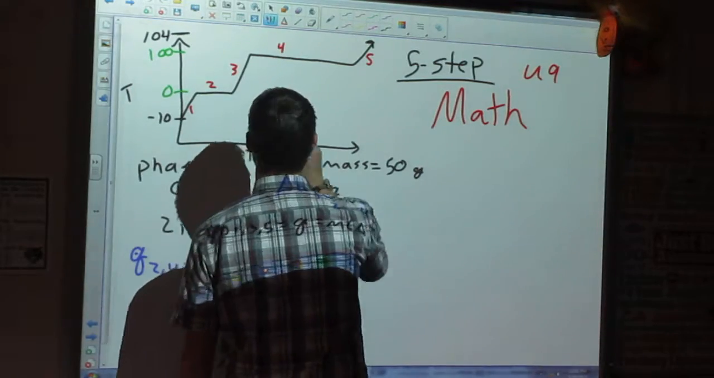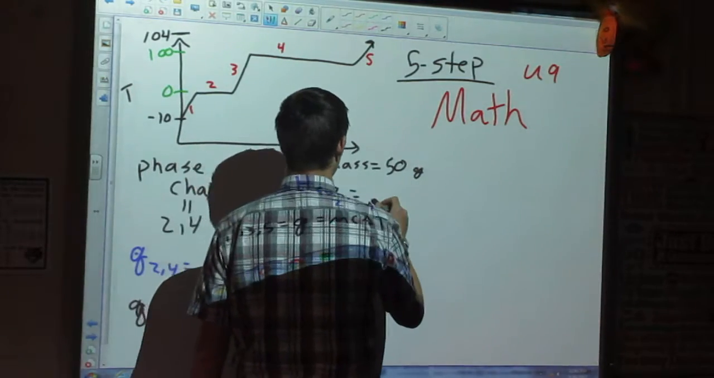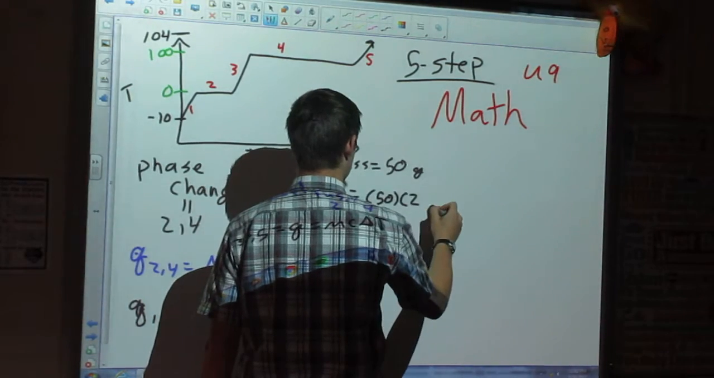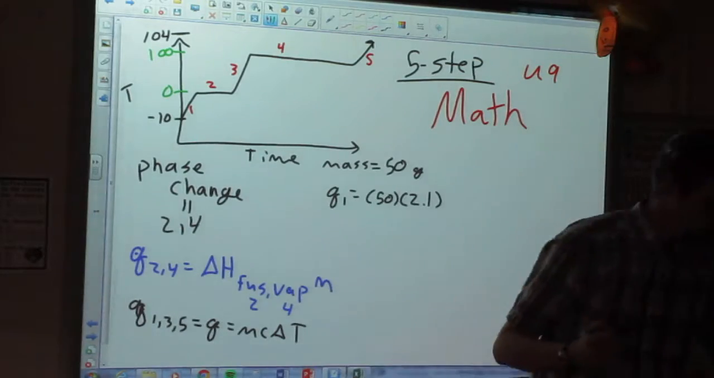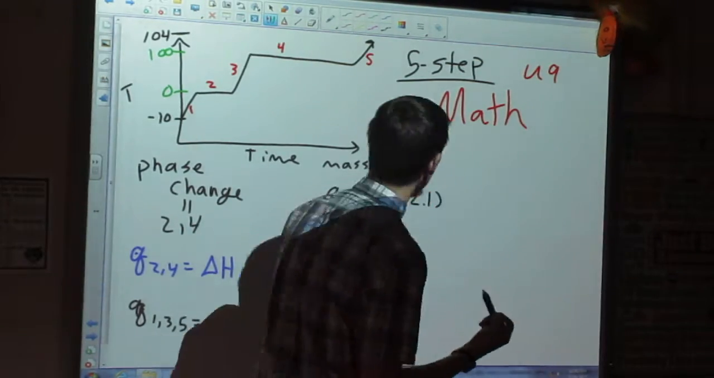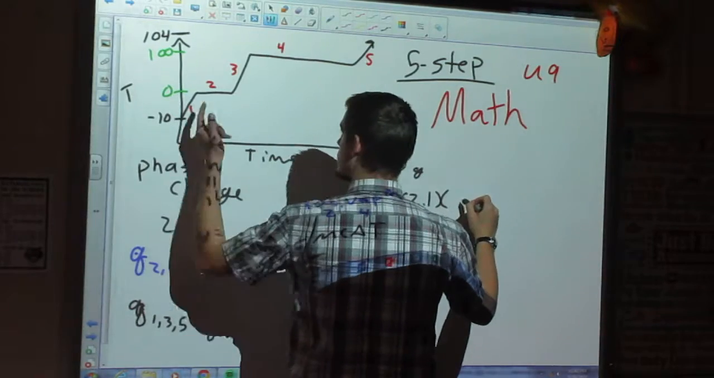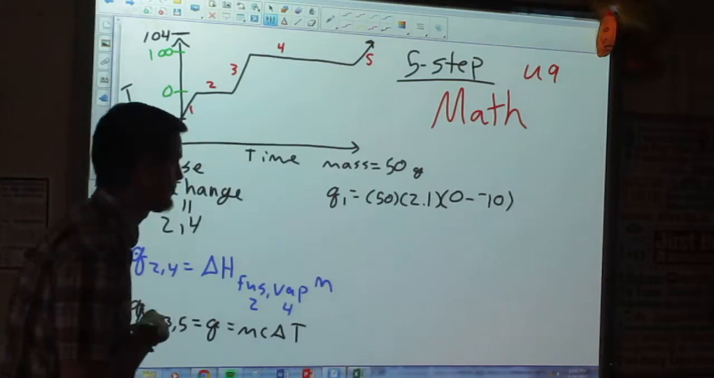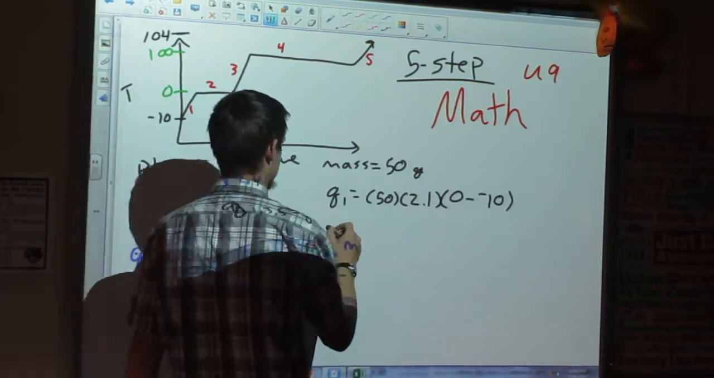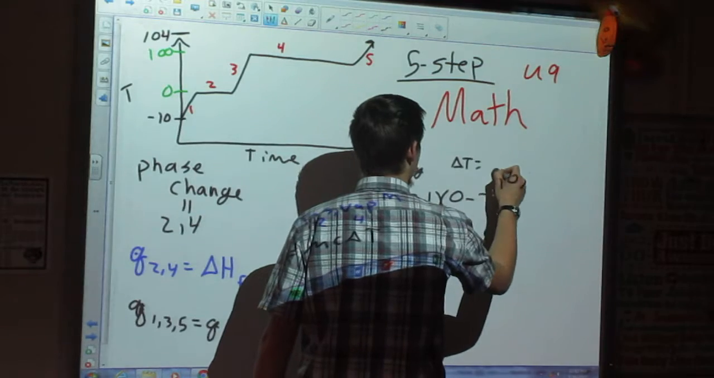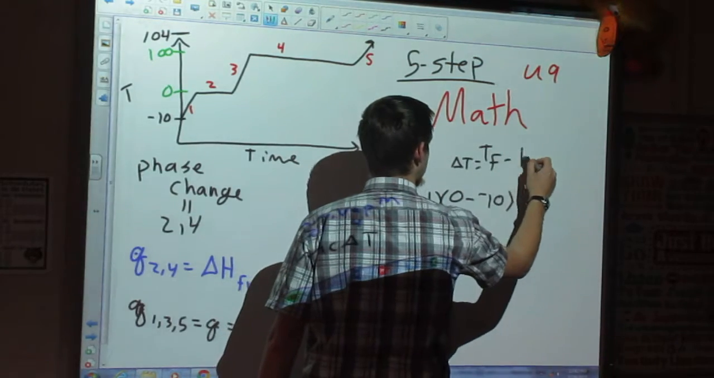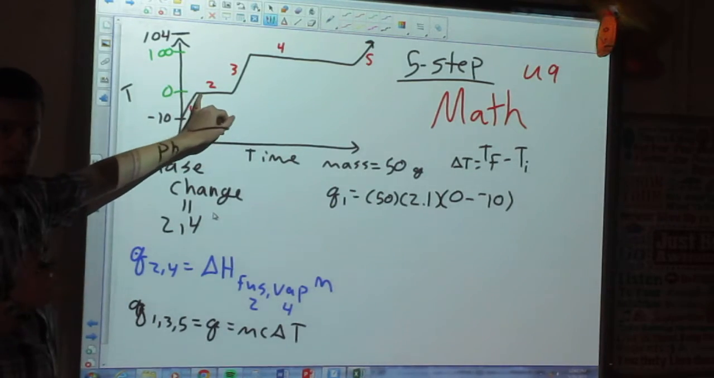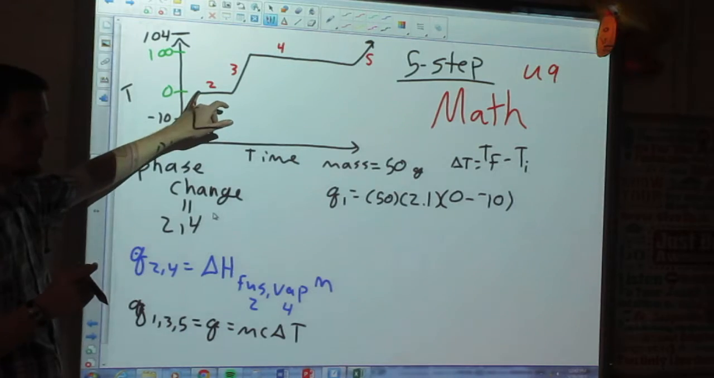Q1. And we're going to say that we're heating it up. So we got mass is 50. Specific heat of ice is 2.1. And the delta T is going to be 0 minus negative 10. Again, delta T is T final minus T initial. And our final temperature, because we're heating it up, is 0 for step 1. Final? For 0, yes, because we're heating it up.